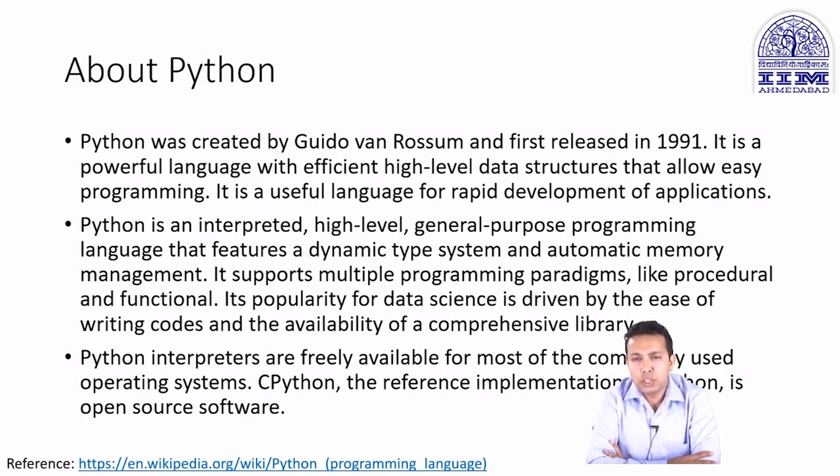Now, these are a lot of jargons. So, if at all you look at the Wikipedia page, this is what it says. You can see the jargons like interpreted, high level, general purpose programming language, dynamic type systems and automatic memory management. So, what do these different jargons mean? It also states that Python supports multiple programming paradigms like procedural and functional programming. So, let us try to understand what these jargons are before we get started with the tutorial.